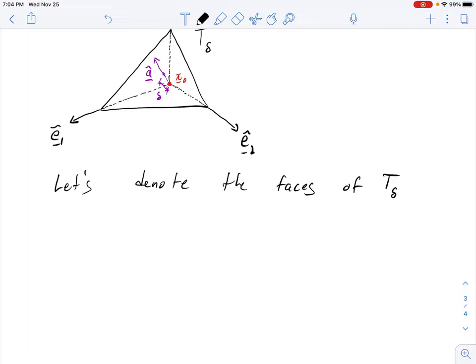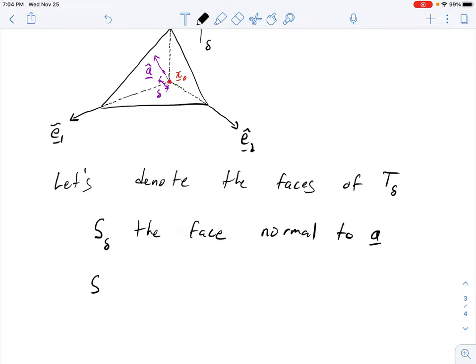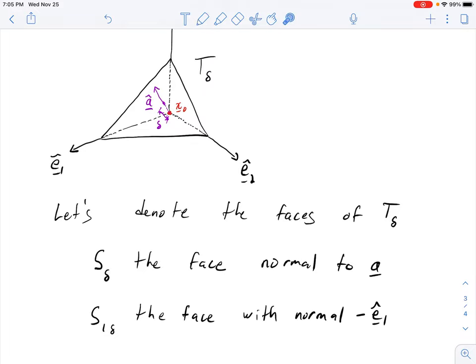So we have S1 delta. Oh, no, nix that one. Just S delta. S sub delta, the face normal to A. Right, so S delta is this face. S1 delta, the face with normal minus E1. So that would be this face here.